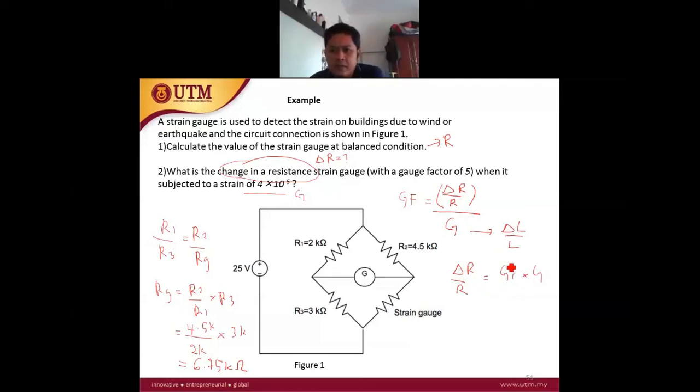So delta R will be equivalent to Rg, in this case it is Rg, let's keep this consistent, multiplied with GF multiplied with the strain. So we have that Rg is 6.75, and our strain is 4 times 10 to the power of 6.